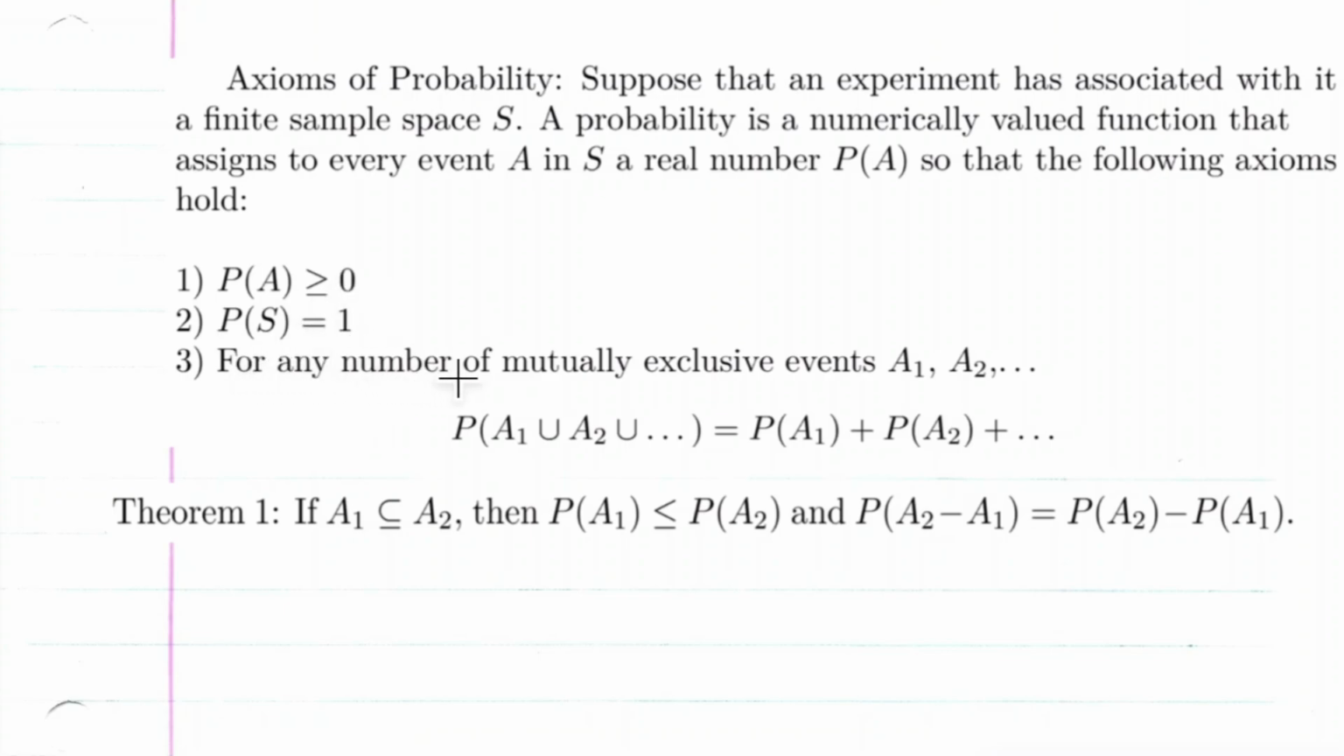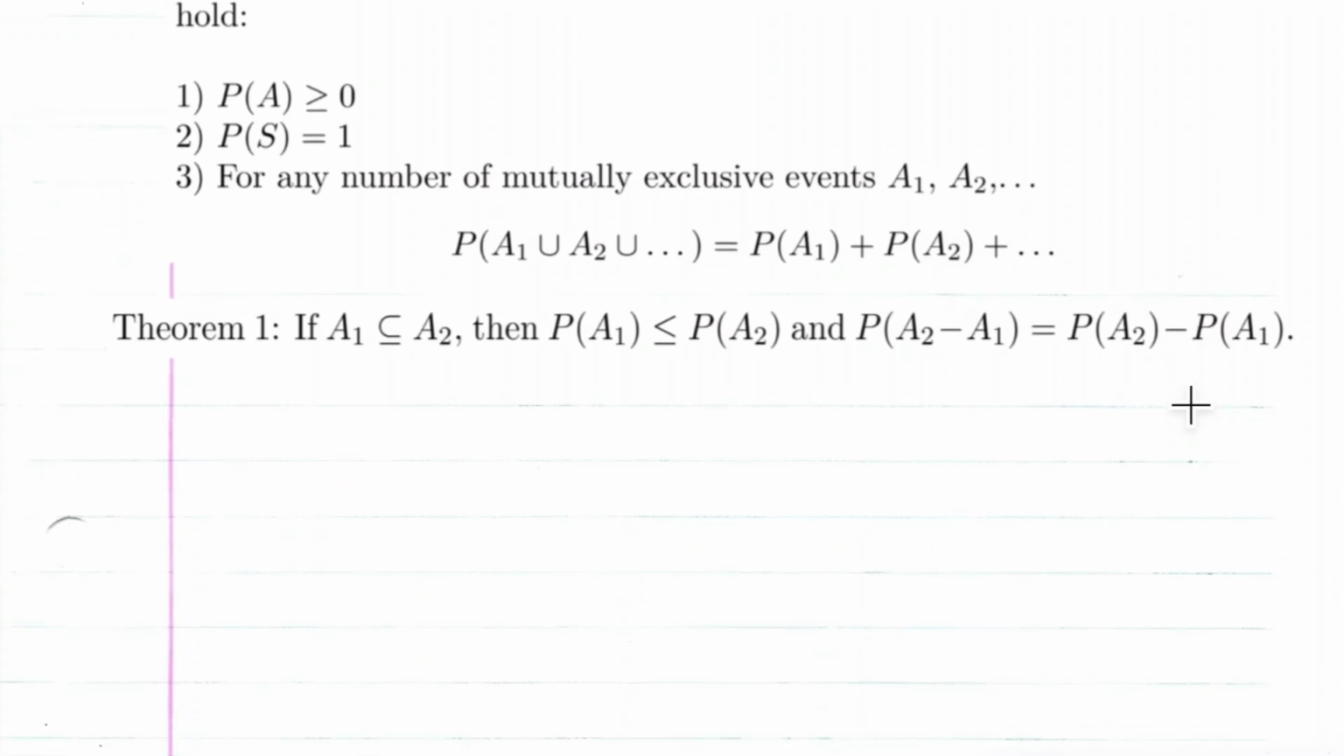And for any number of mutually exclusive events, A sub 1, A sub 2, A sub 3, and so on, the probability of their union is equal to the probability of each of them individually. So the probability of A sub 1 union A sub 2 union A sub 3 and so on is equal to the probability of A sub 1 plus the probability of A sub 2 plus the probability of A sub 3, etc. Right? Okay.